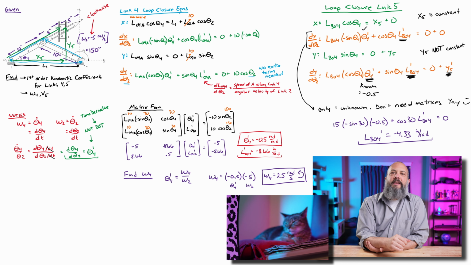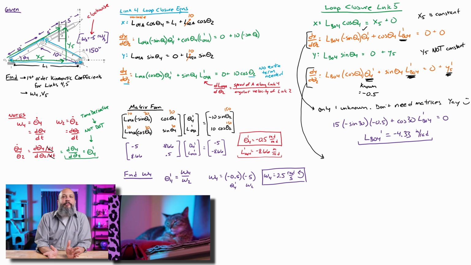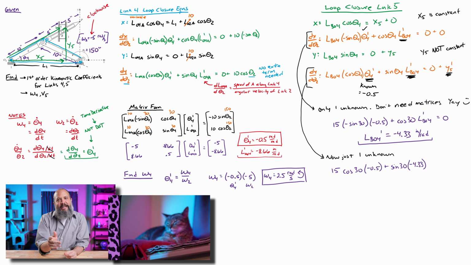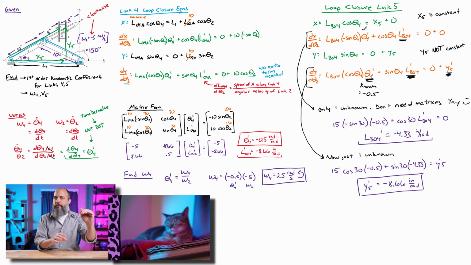And now that we have this value, the second equation only has one unknown because we can plug this 4.33 into it. So 15 cosine 30 times negative 0.5 plus sine 30 times negative 4.33 equals y5 prime. And y5 prime works out to be negative 8.66 inches per radian. And again, all of these prime terms are the kinematic coefficients. They're a ratio of output to input.